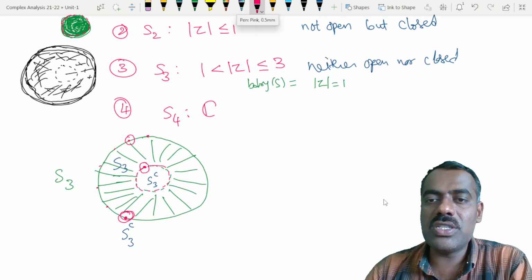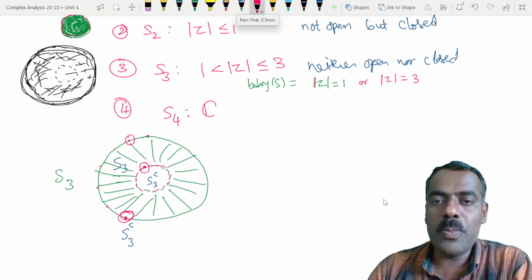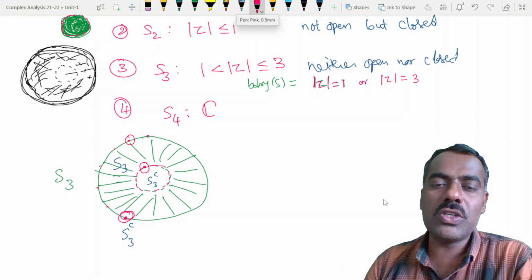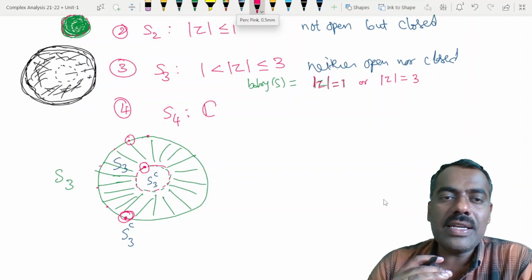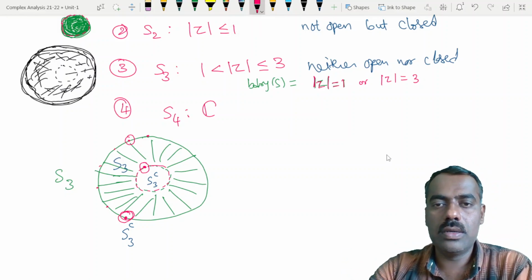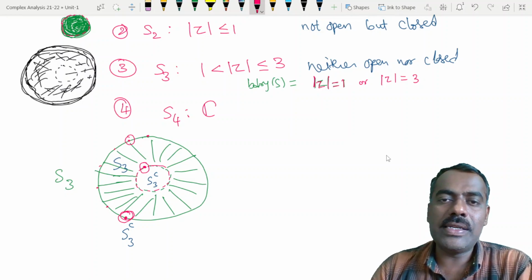So mod z is equal to 1 or mod z is equal to 3. These are all the points satisfying this condition. Either mod z is equal to 1 or mod z is equal to 3. They are actually the boundary of S3. Is that clear? Now tell me, why is it not open?